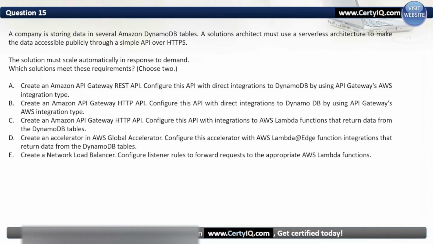Question 15. A company is storing data in several Amazon DynamoDB tables. A solutions architect must use a serverless architecture to make the data accessible publicly through a simple API over HTTPS. The solution must scale automatically in response to demand. Which solutions meet these requirements?